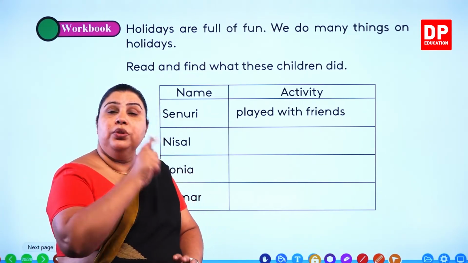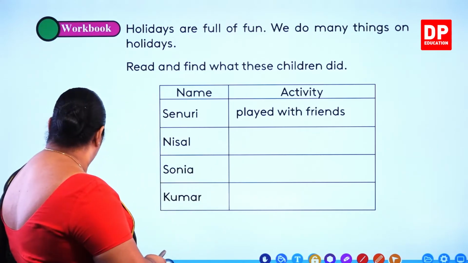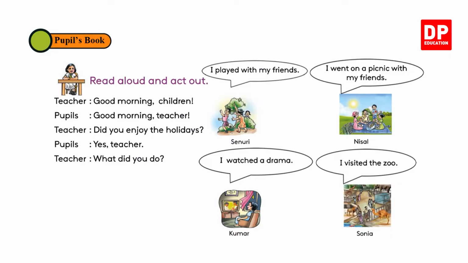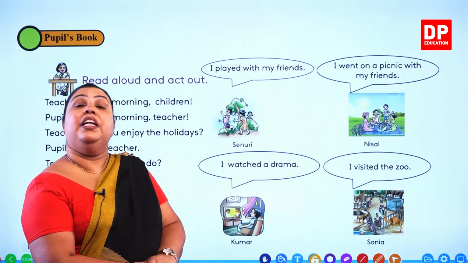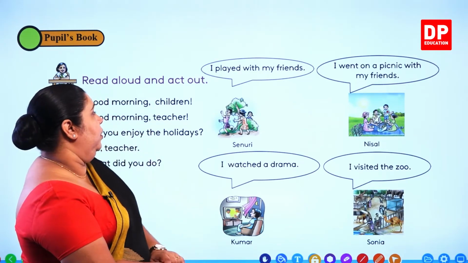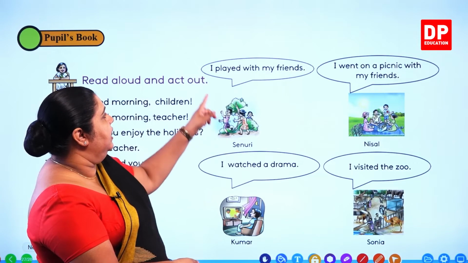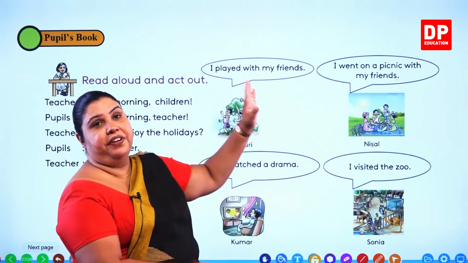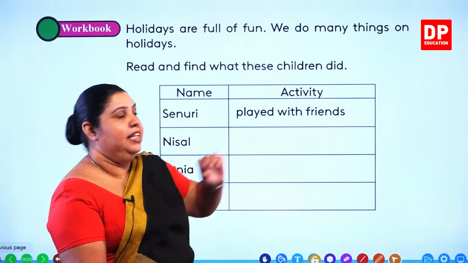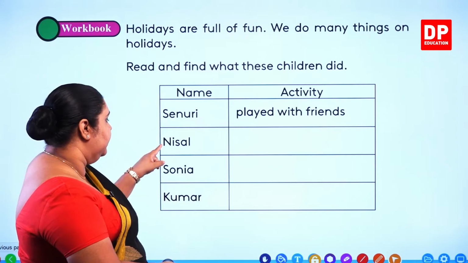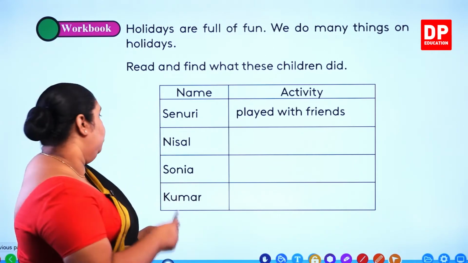So to do that, we have to go to our Pupils book. Here we have what they did during their holidays. Shall we read them once again so we can write it very quickly in our workbook? Senuri says, I played with my friends. Now that is written in our workbook here. Senuri played with friends. Then we have to find what Nisal, Sonia and Kumar did.